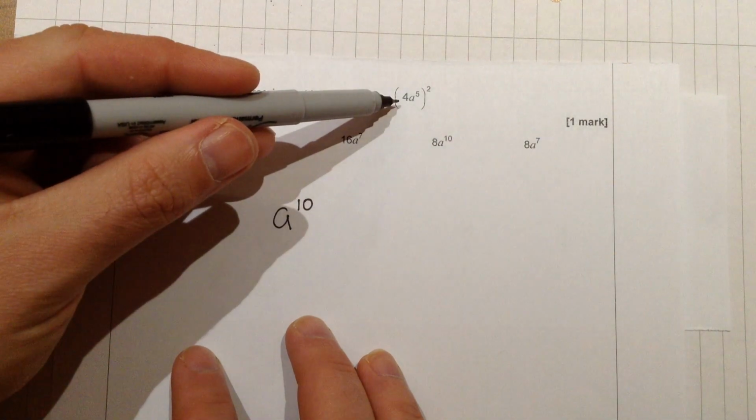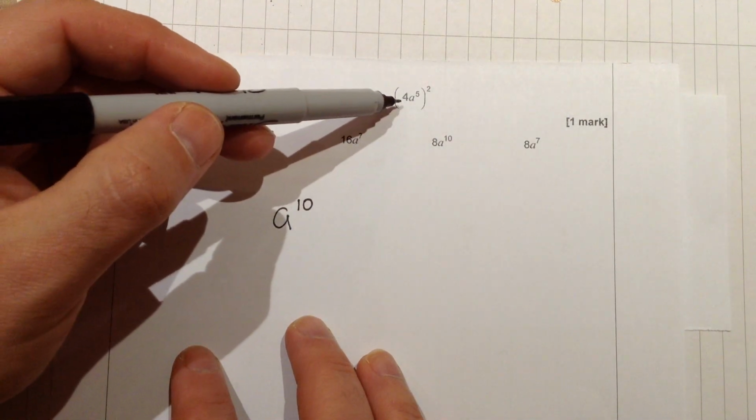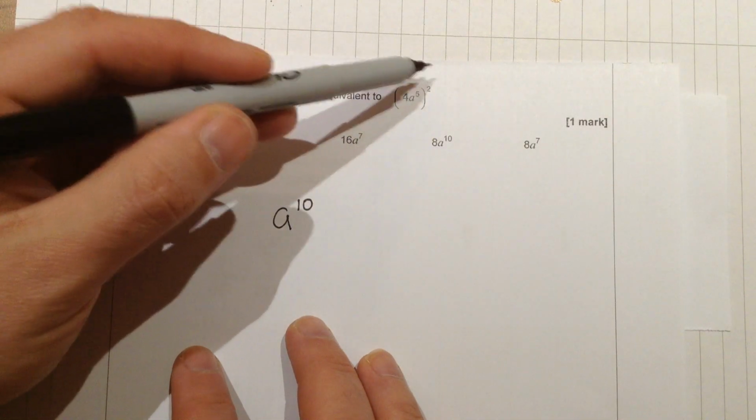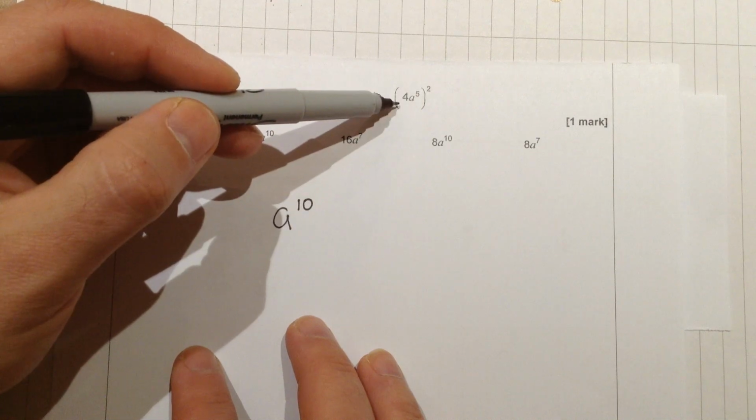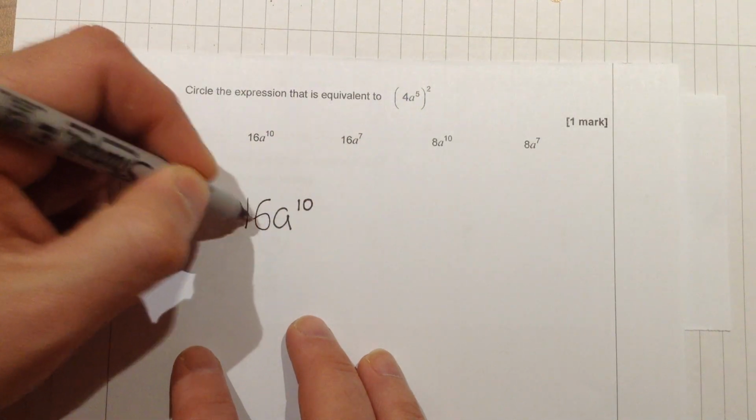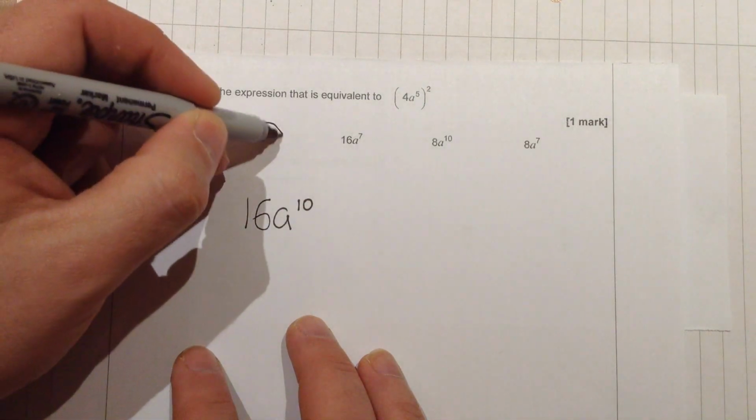In order to work out what to do with the number at the front, this effectively means we need to do 4 squared. So the number at the front, we actually do the power on that number. So 4 squared is 16. So 16a to the power 10.